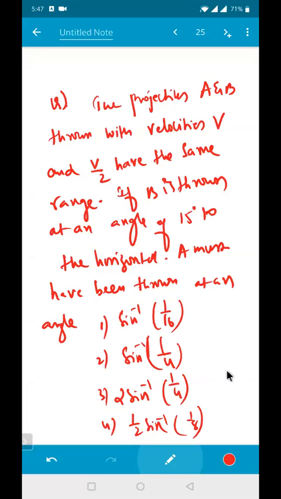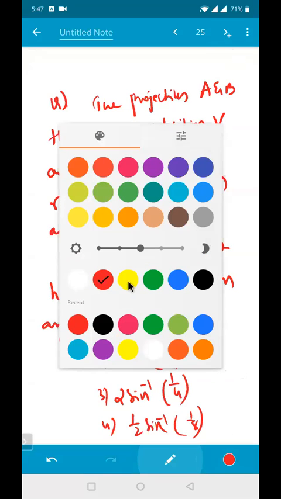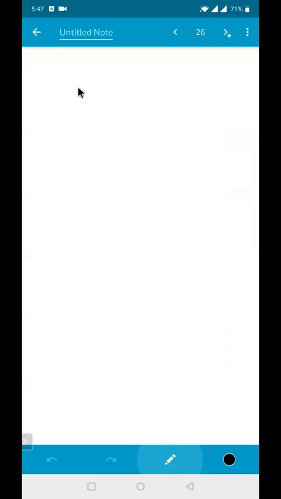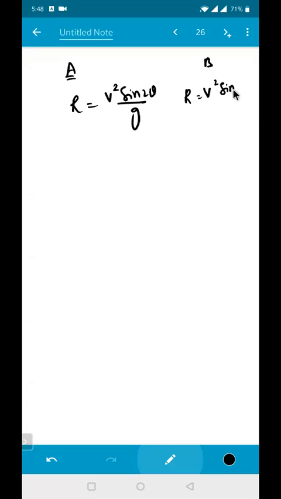Two projectiles A and B are thrown with velocities v and v by 2 and have the same range. You just need to write the range formulas and equate them. For projectile A, the range R is equal to v square into sine 2 theta divided by g. For B, the range is v square into sine 2 into 15 divided by g, with velocity v by 2, so v square by 4.